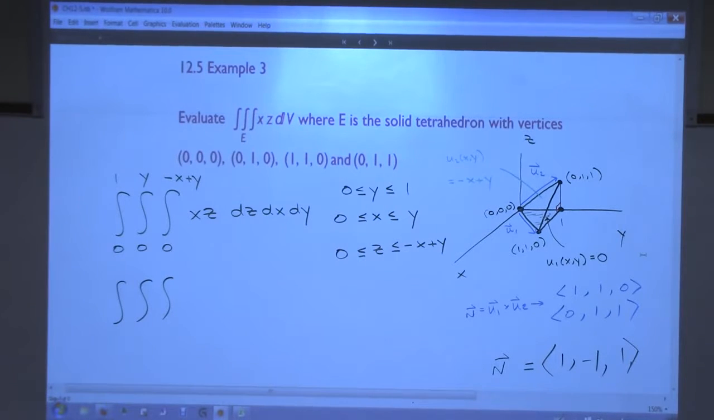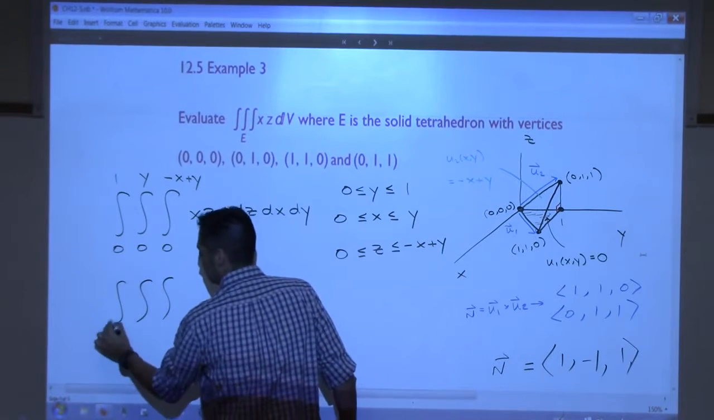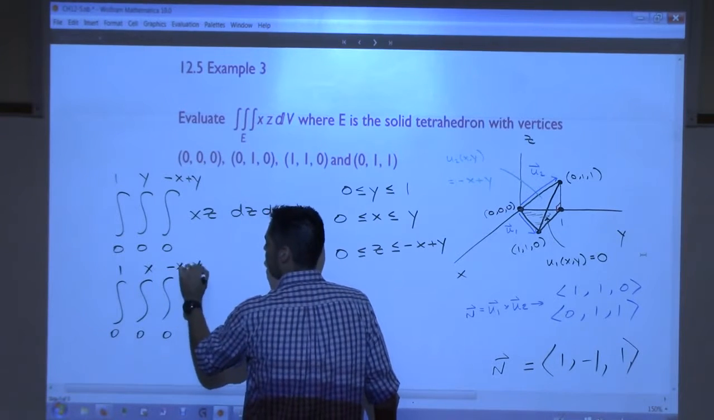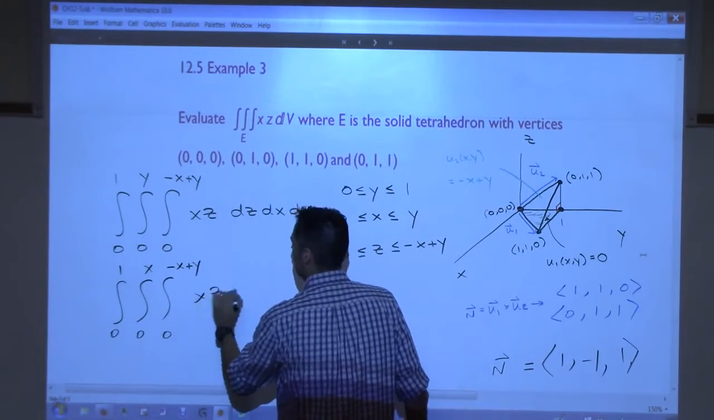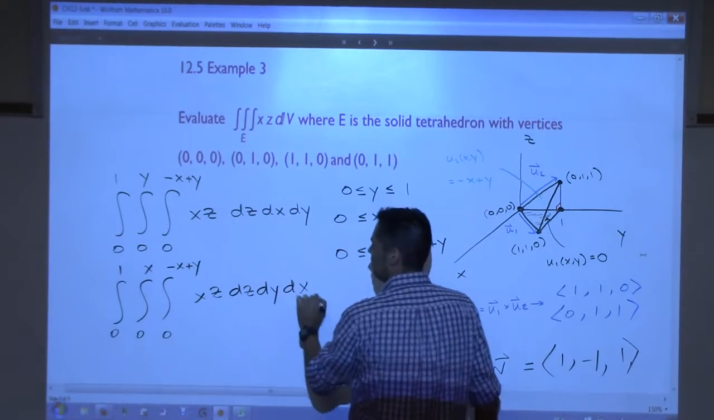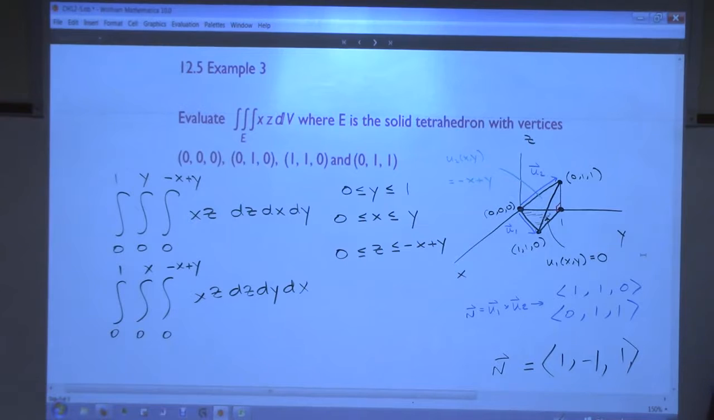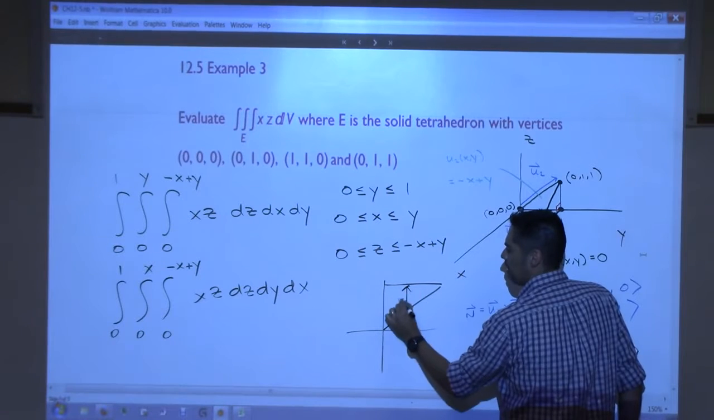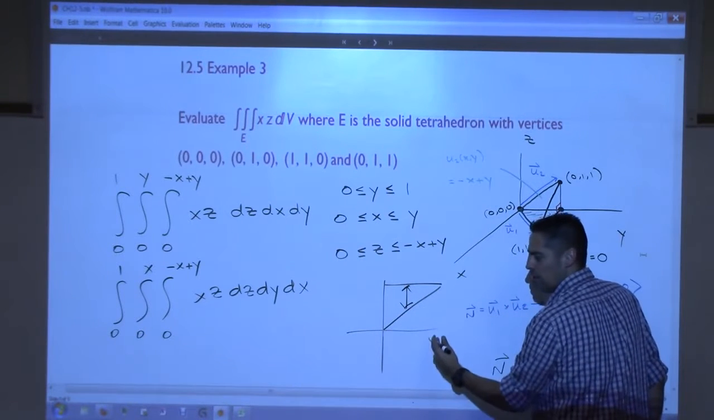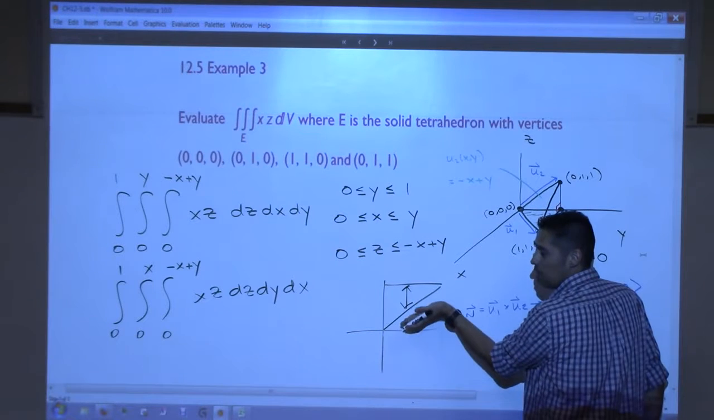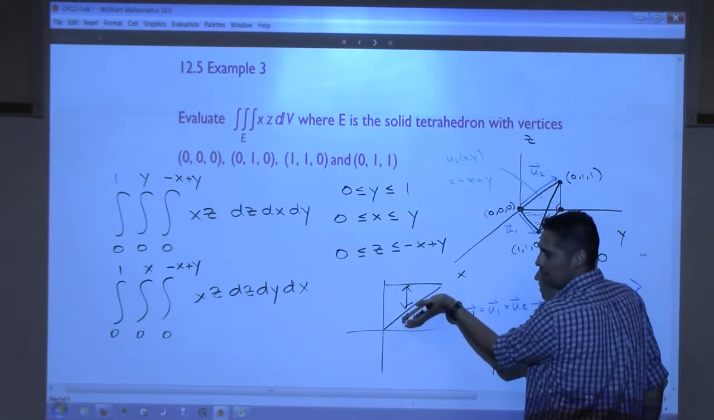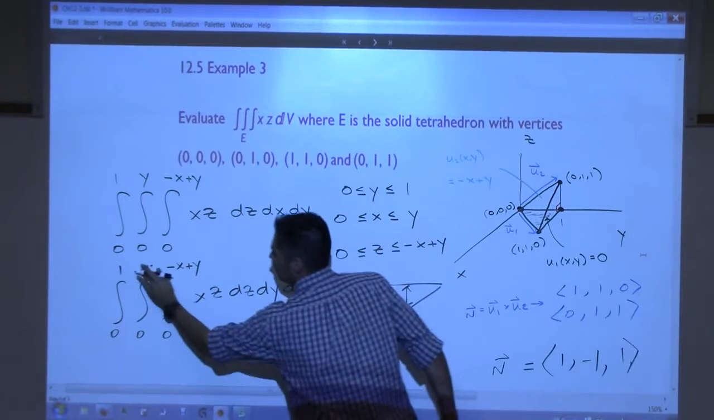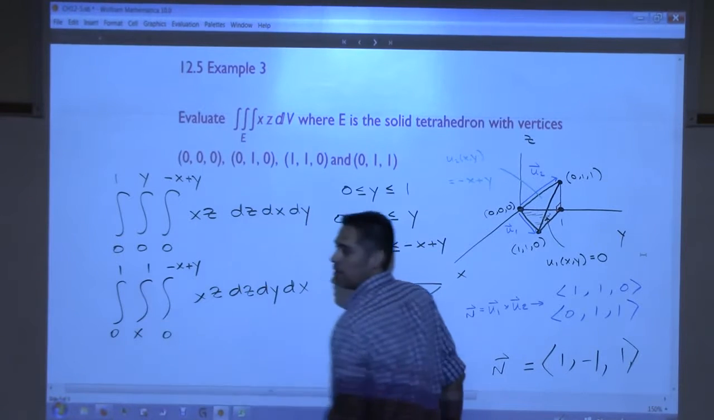Okay. 0 to 1 here. 0 to x, 0 to negative x plus y. Everything else the same except dz, dy, dx. That's if you had left it as a type 1 instead of type 2. The only difference in it is we went this way, right? So x is between 0, 1. Y is between, no, hold on. Y is between x and 1. X and 1.